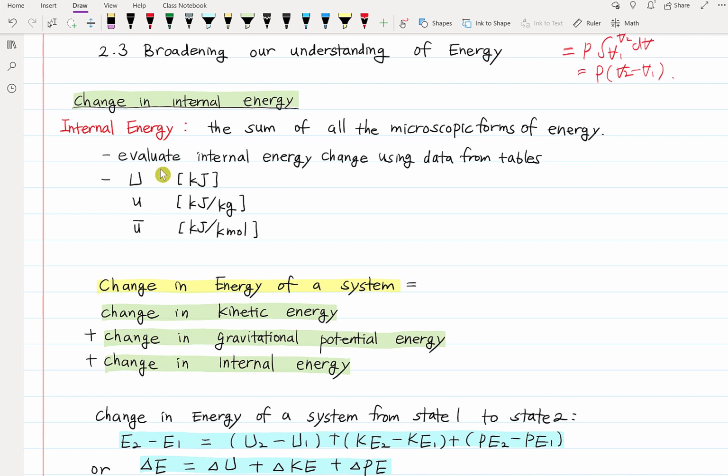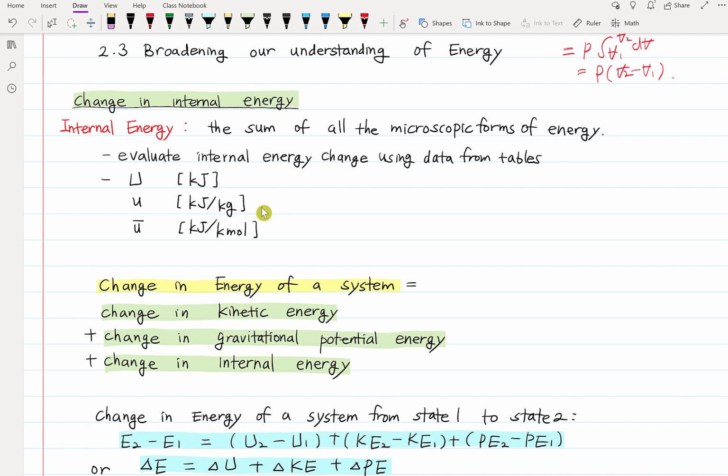The unit of internal energy is kilojoule, and this is an extensive property. So for the intensive property, we use a lowercase u. So the unit is kilojoule per kilogram, and using the molar basis, u with a bar, kilojoule per kilomole. The internal energy of a fluid depends on its temperature. So it is a property of the fluid.